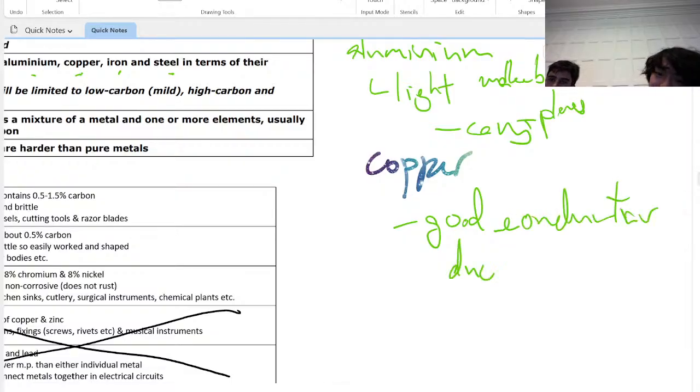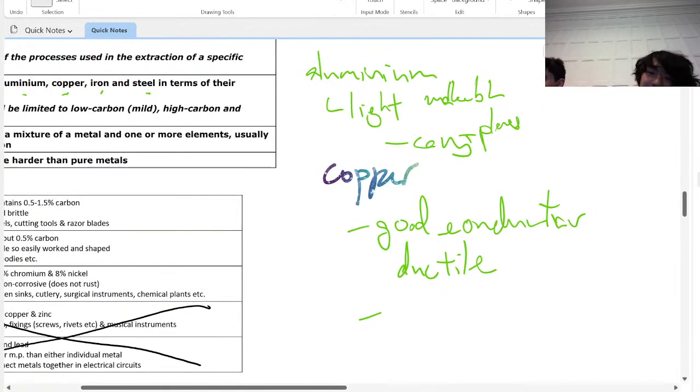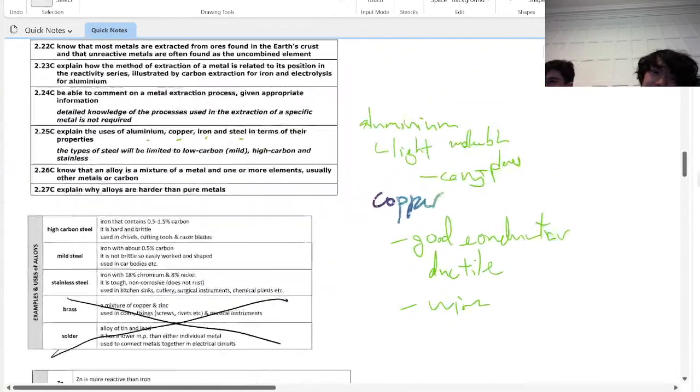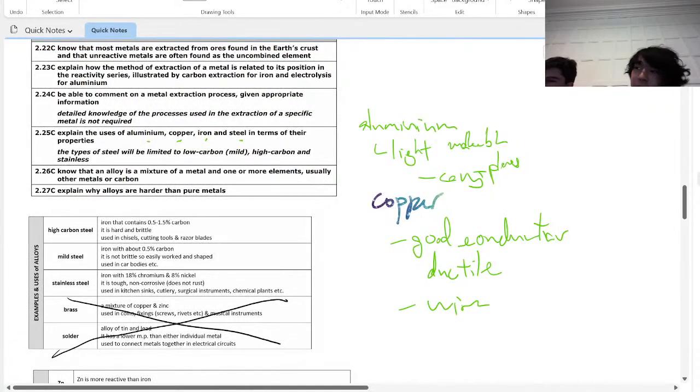And ductile, that just means you can make it into thin wire. So copper is for wire. For the pole, I'd have to say zinc is more reactive. Right, okay, he agrees.